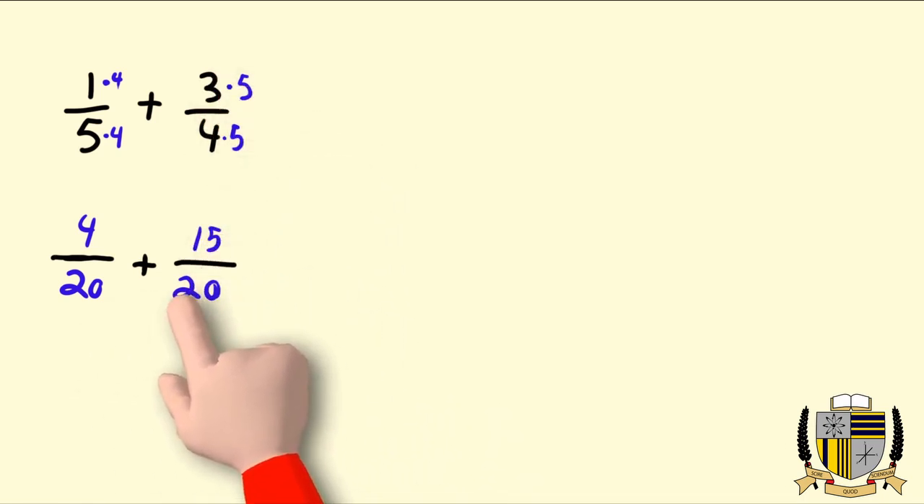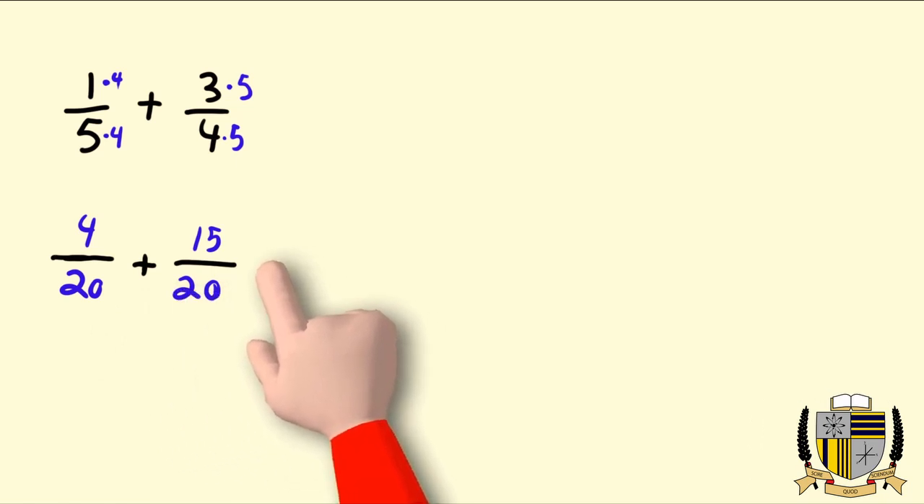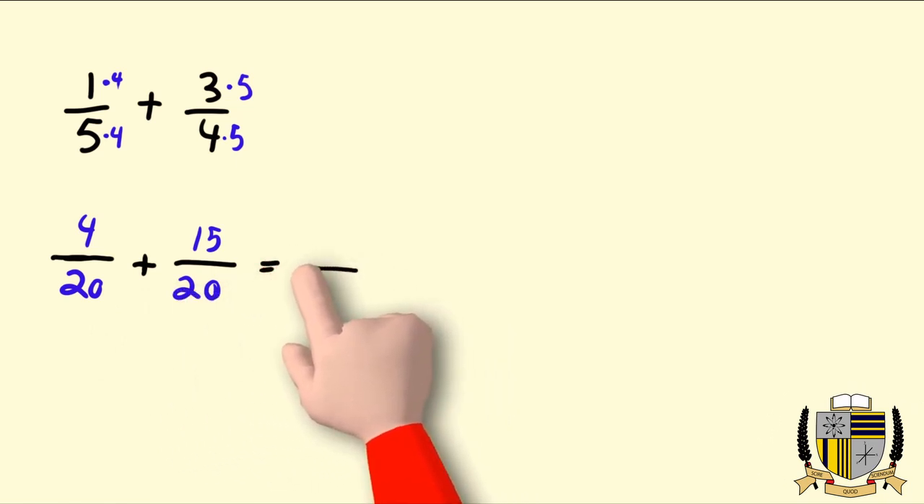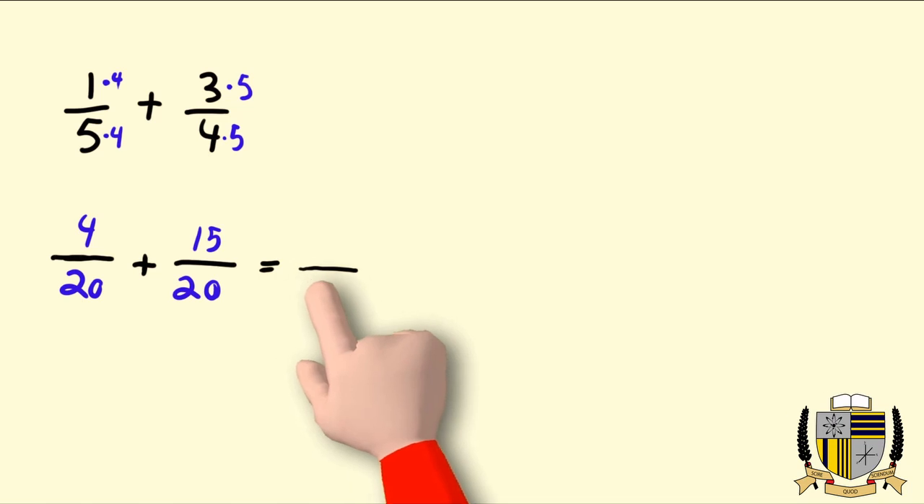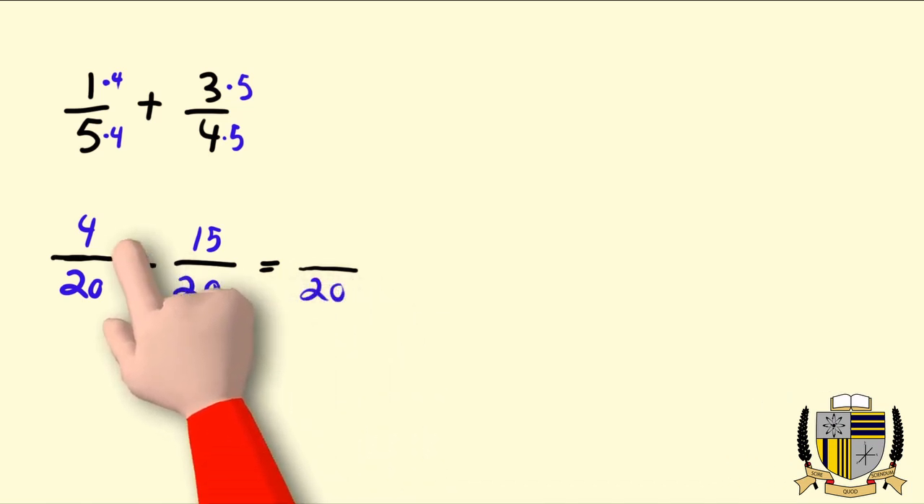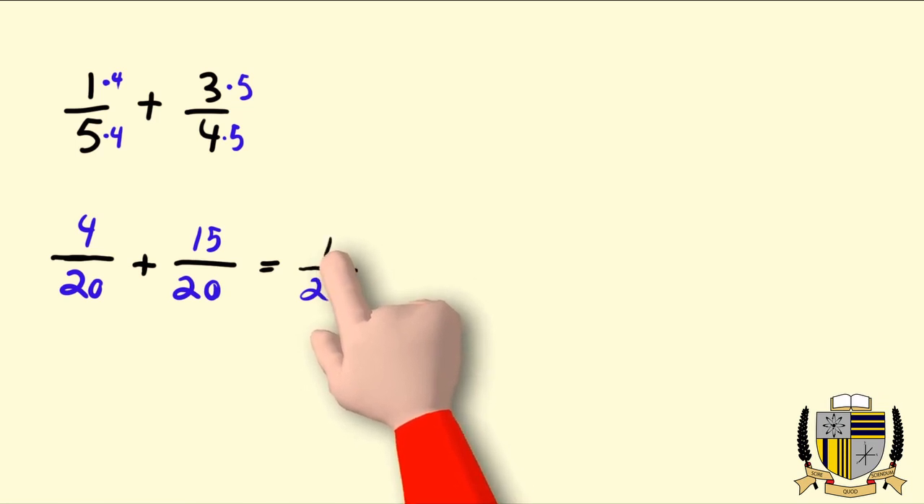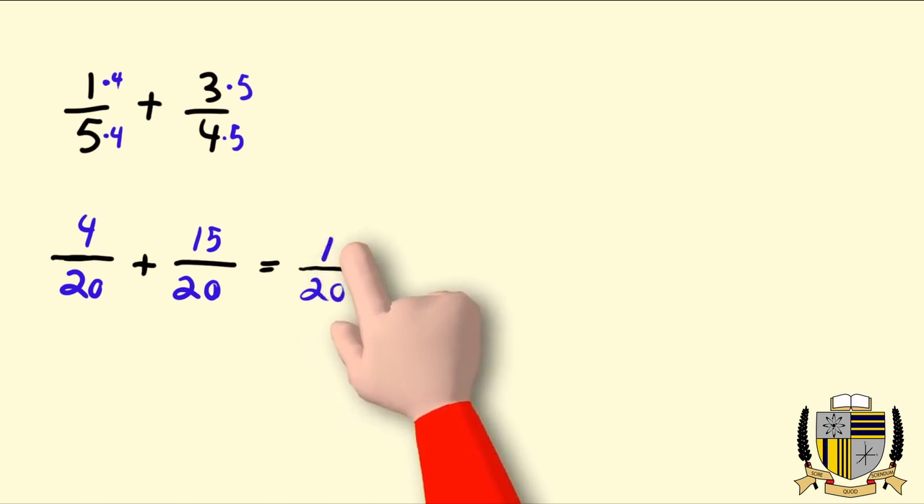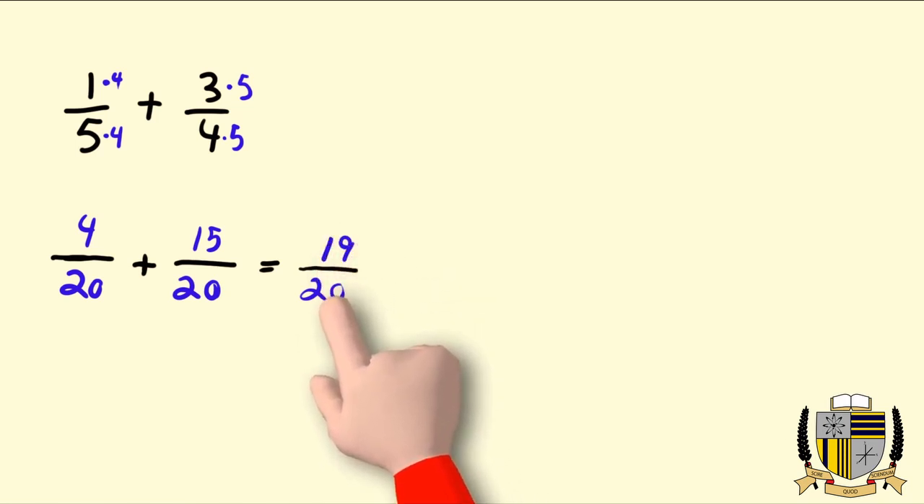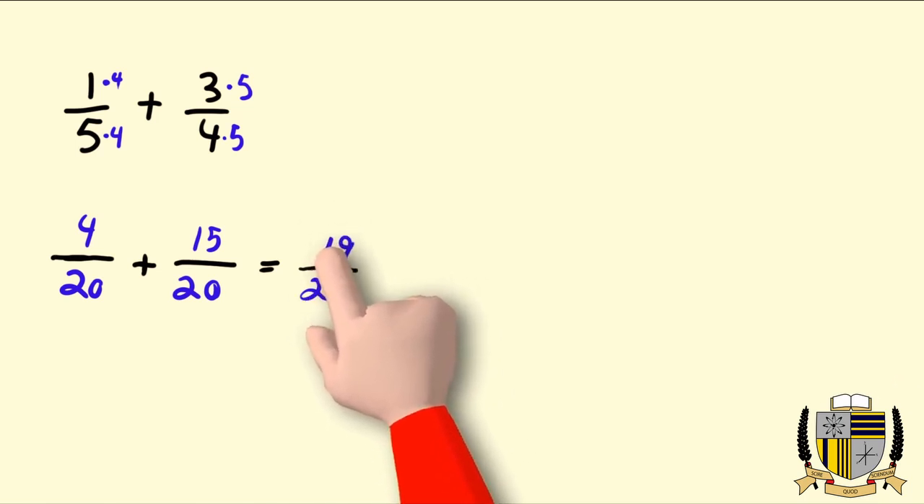Now we have a nice common denominator going on. And now we can solve this. And this is going to be 19 over 20. Can't reduce anything, so that's the answer. And that's addition of fractions.